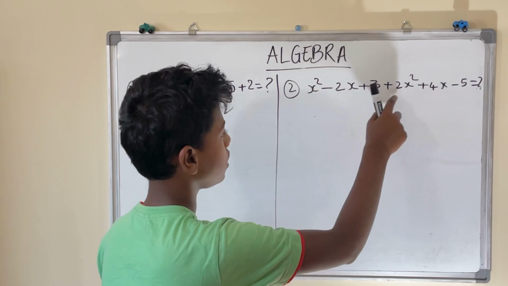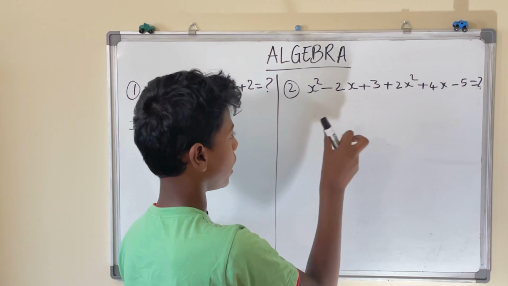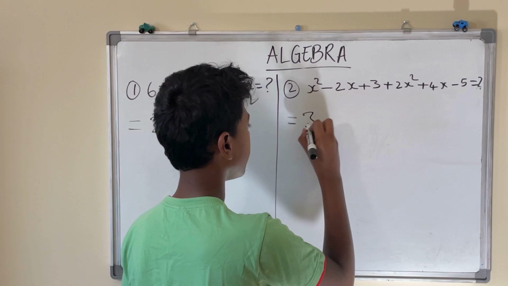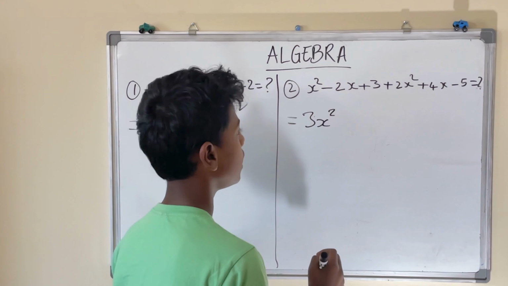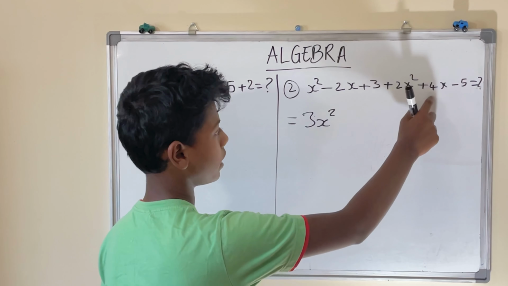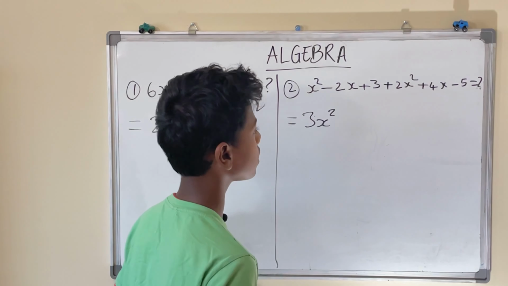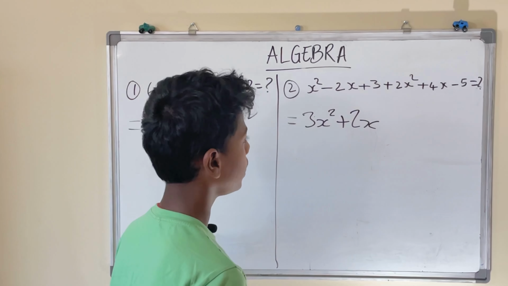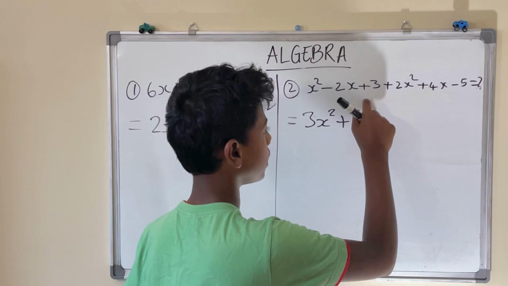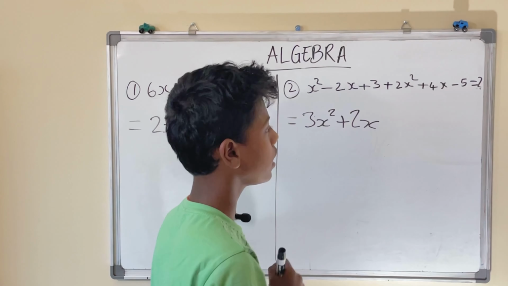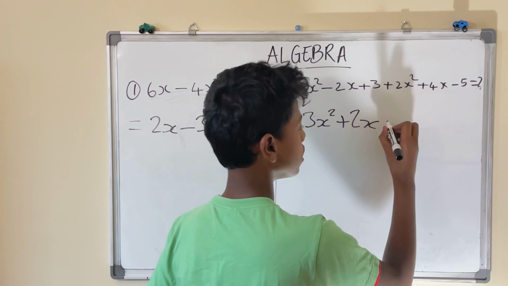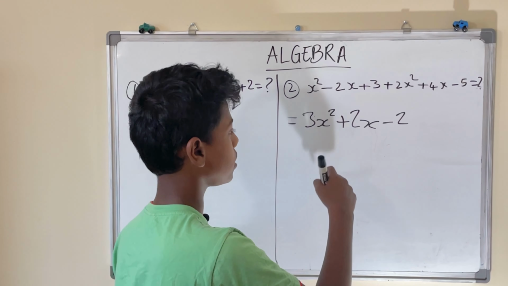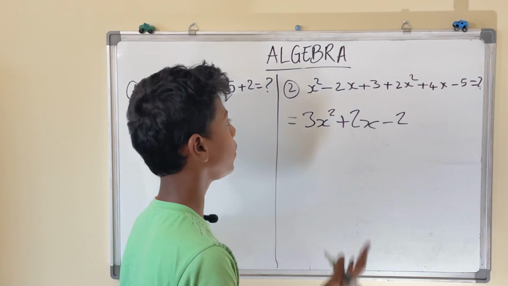So x squared and 2x squared, we have addition, so we add them together. x squared plus 2x squared equals 3x squared. And then negative 2x, and then we have 4x. So negative 2x plus 4x is plus 2x. Then we have positive 3, so plus 3, 3 minus 5. 3 minus 5 is negative 2, so we're going to put minus 2. So 3x squared plus 2x minus 2. And that's our answer for question 2.